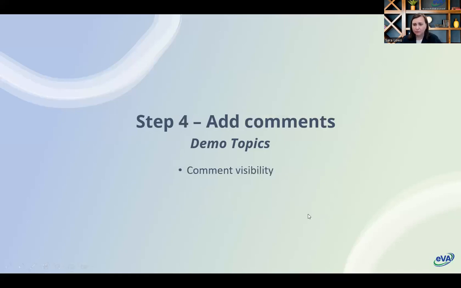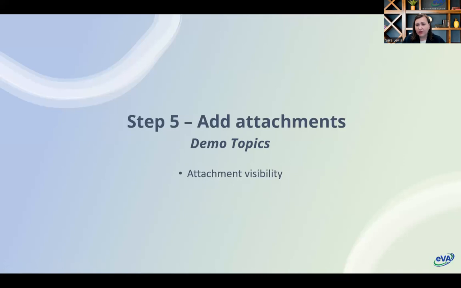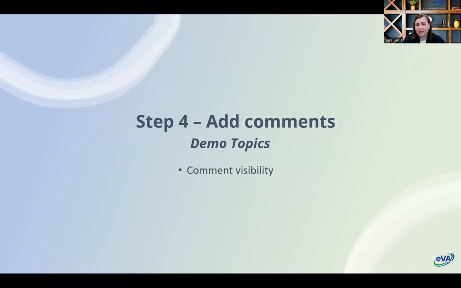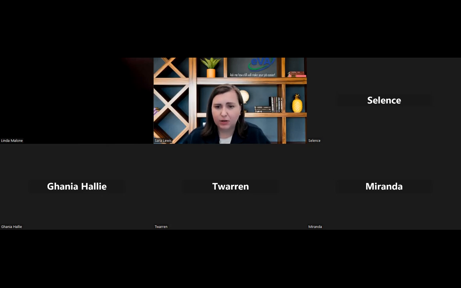Let's go on to step 4. We're going to do step 4 and step 5 together because they relate in the sense that there's different types of visibility for comments and attachments and different places for them to go. So we're going to take a look at the comment visibility and also attachment visibility and where they can go. So let's stop sharing and start sharing my other screen.